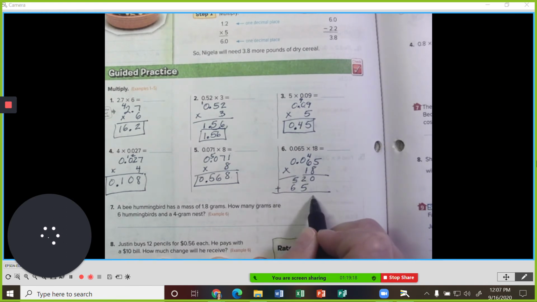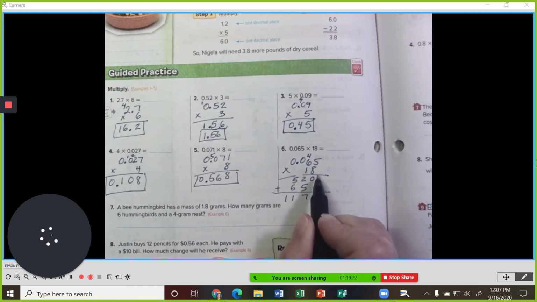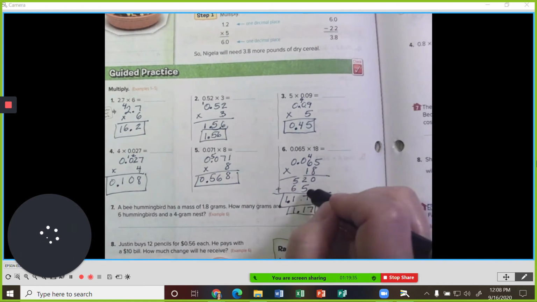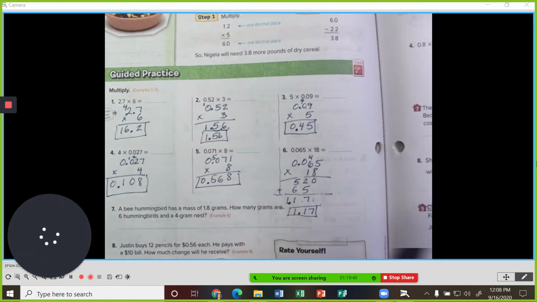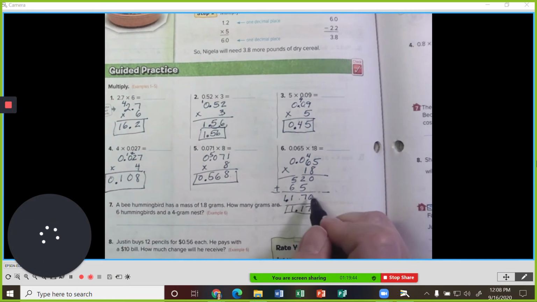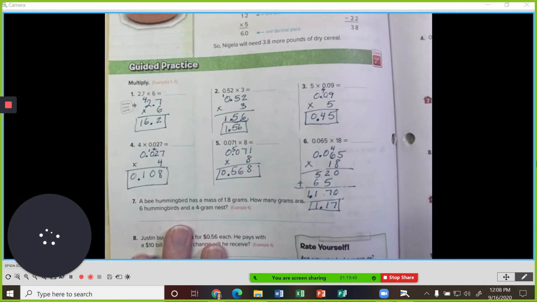We get 0, 7, 11. We had 1, 2, 3 decimals in our problem, so we need 1, 2, 3 decimals in our answer. So our answer is 1.17. We don't really need that 0 there, 1.17. We'll put it here, but I'm going to leave it there because we actually counted from the right.